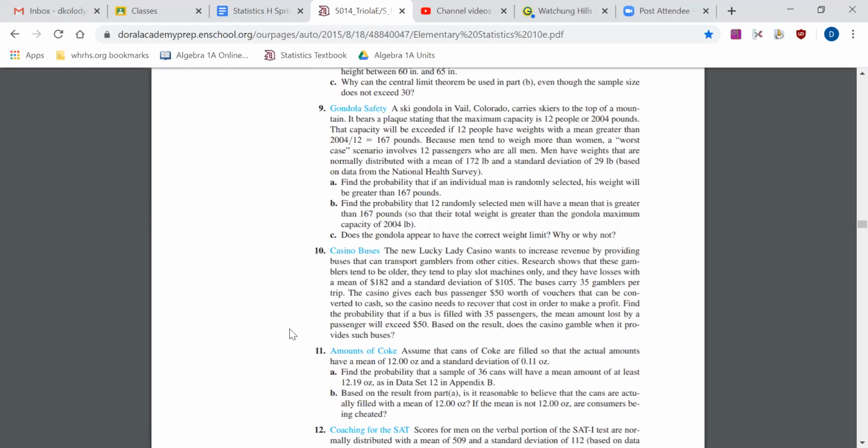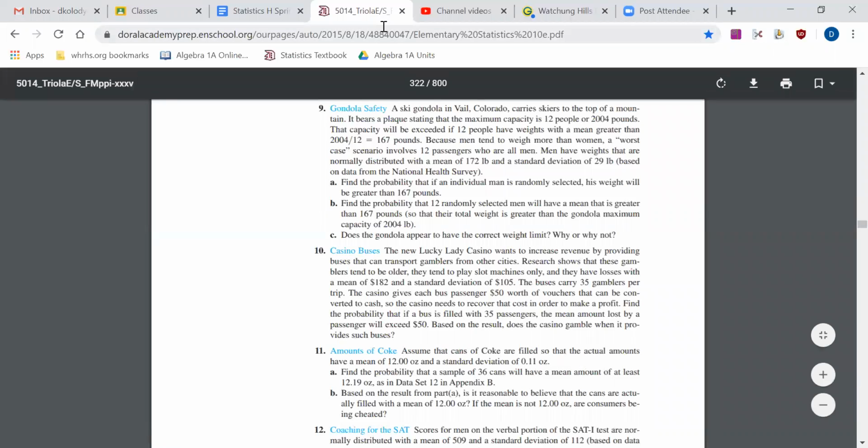The casino actually gives each bus passenger $50 worth of vouchers. So the casino needs to recover that lost money in order to make a profit. Find the probability that if a bus is filled with 35 passengers, the mean amount lost by a passenger will exceed $50.